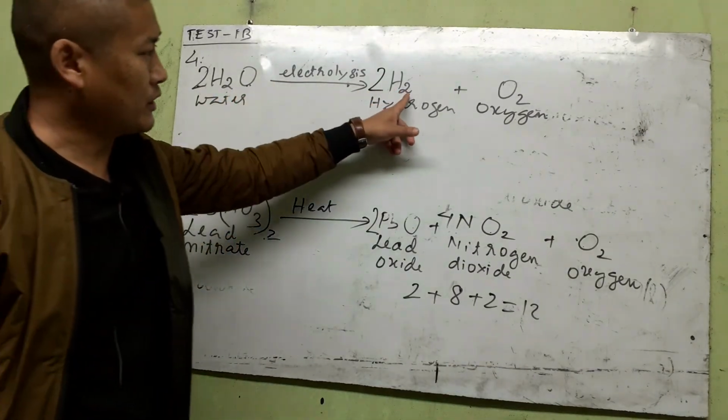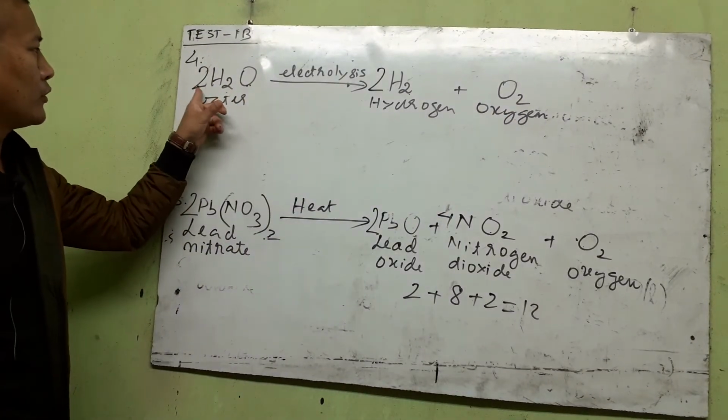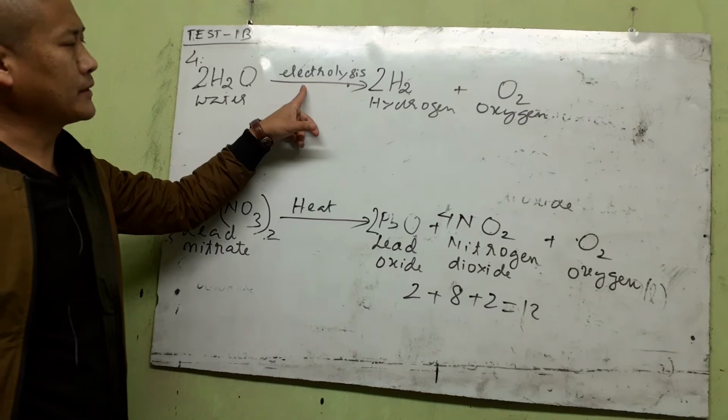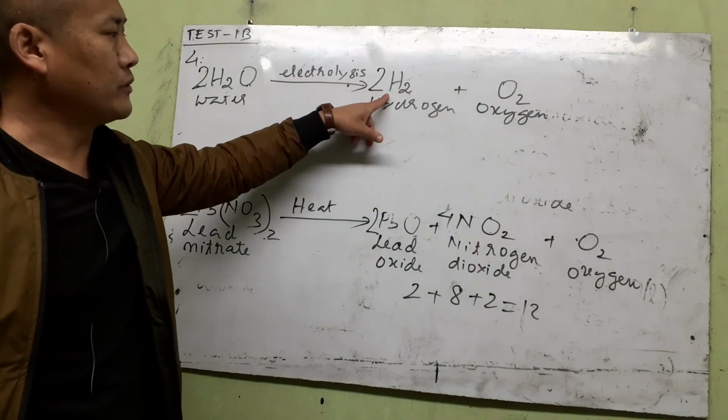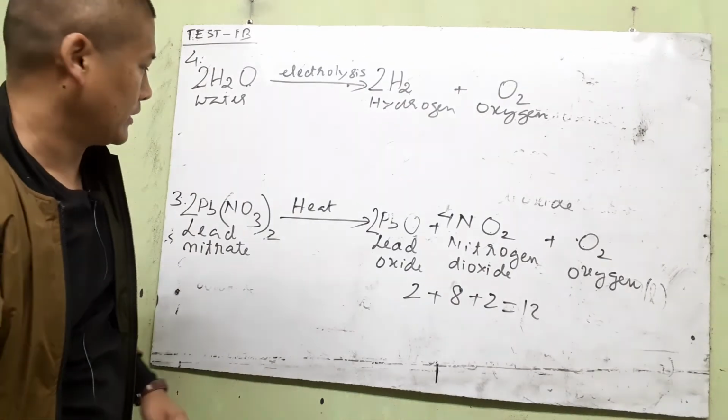Molecule, as we can see, more than 1 atom. So at the back we check: 2 molecules of water on electrolysis decomposes to give us 2 molecules of hydrogen and 1 molecule of oxygen.